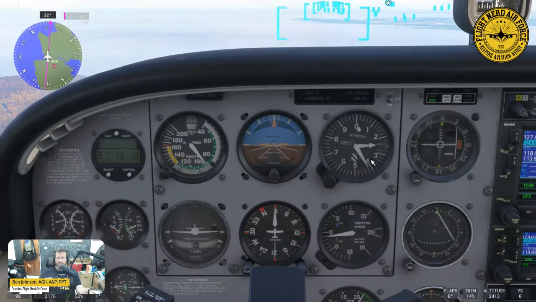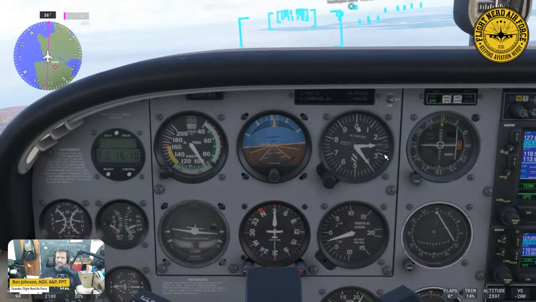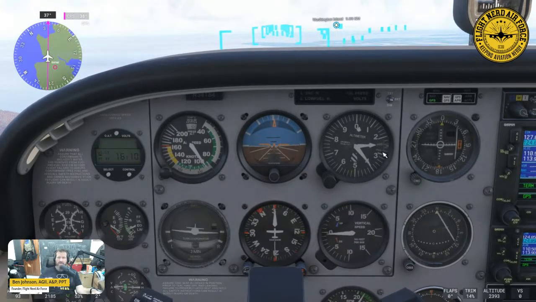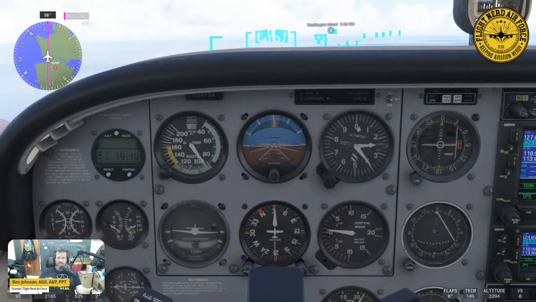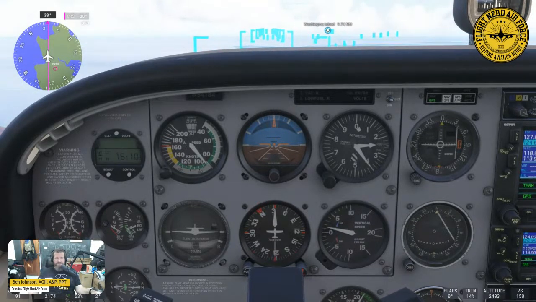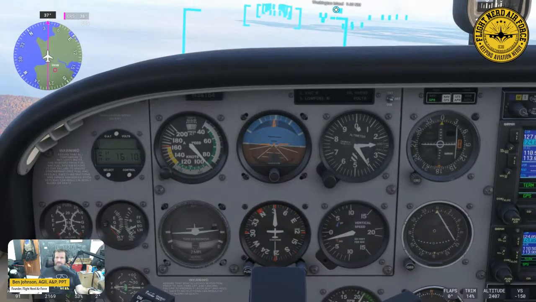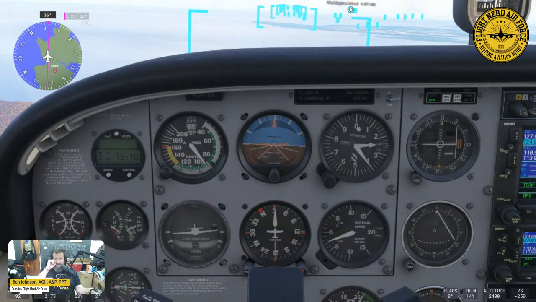Let me put us back down a little bit. We're a little over 2,400 feet above sea level. Now the trick is that the ground is not at sea level. So I believe Lake Michigan that we're flying over here is somewhere around 500 or 600 feet above sea level, something like that. So we have to factor that in when we're flying.